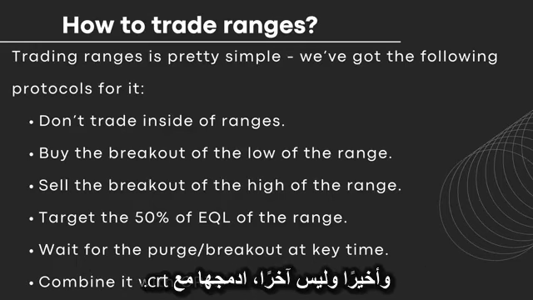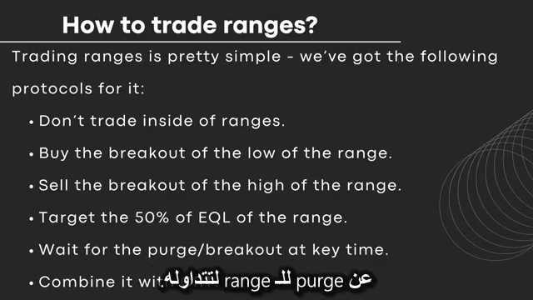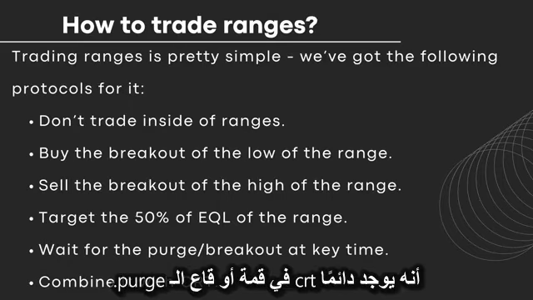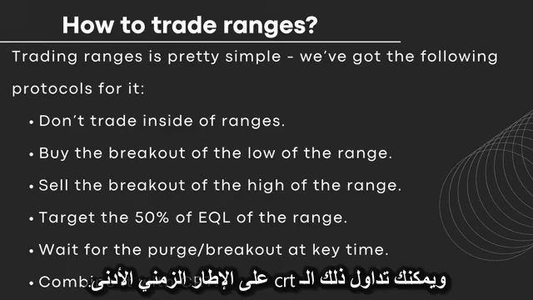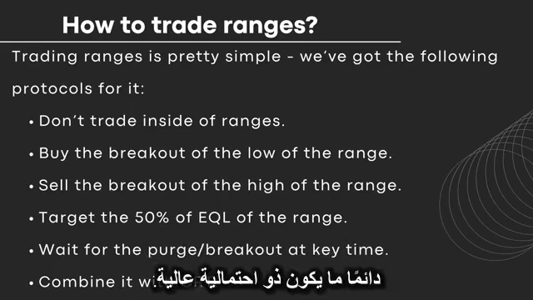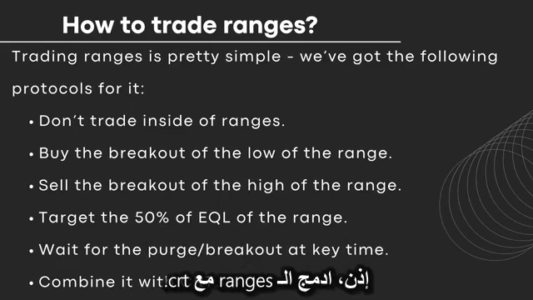And last but not least, combine it with CRT. What I mean by that is when you're looking for a purge of the range to trade, more often than not you're going to find that there is always a CRT at the top or the bottom of the purge, and you can trade that CRT in the lower time frame, and that will provide you with the highest probability entries. These sort of CRTs are always high probability and work best. So combine ranges with CRT.